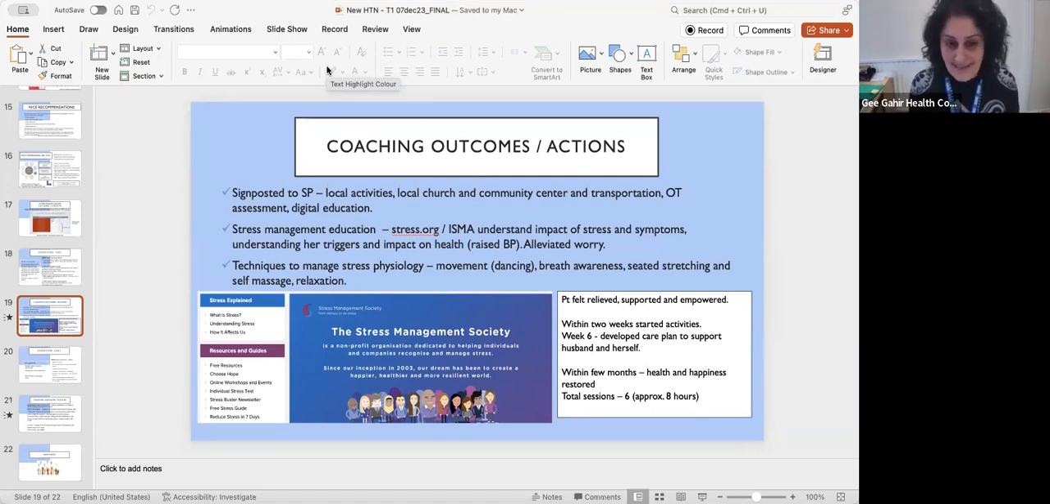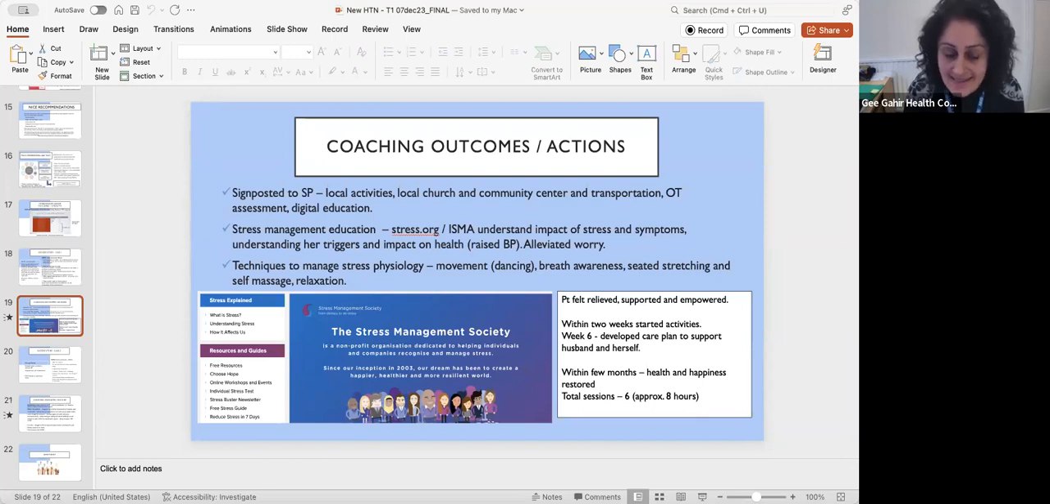And it's so simple to do, she couldn't believe it. And it completely changed the energy on her face. So the patient felt relieved after the first session. She was supported and empowered. Within 2 weeks, she started activities with her husband, connected via the social prescriber. Within week 6, she had developed a care plan with her family to support her husband and also relieve herself of that added extra stress. So she was able to share the load. And in a few months, health and happiness was restored.